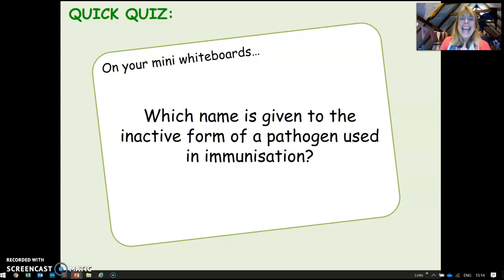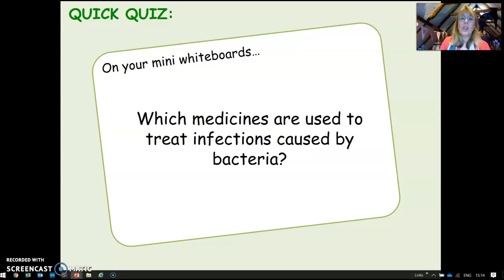Which name is given to the inactive form of a pathogen used in immunization? Of course, it is the vaccine. Well done. Which medicines are used to treat infections caused by bacteria?